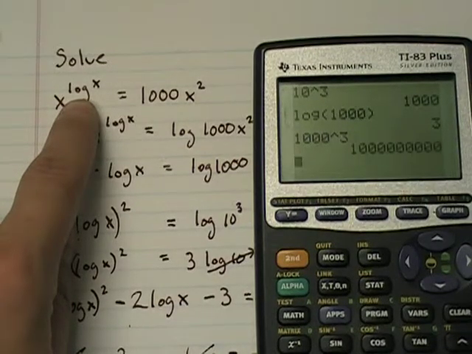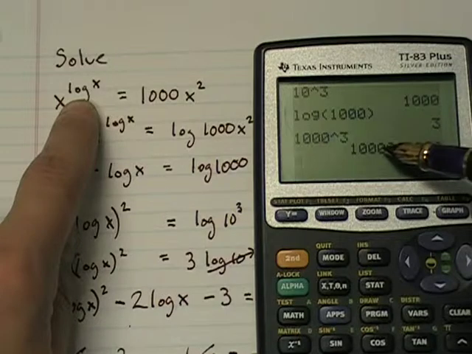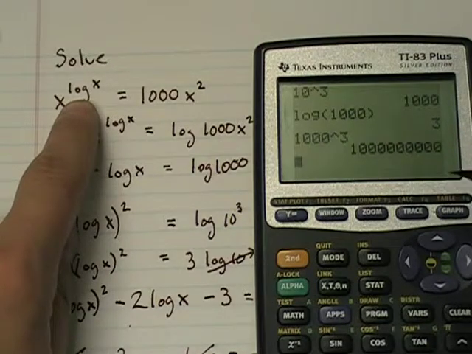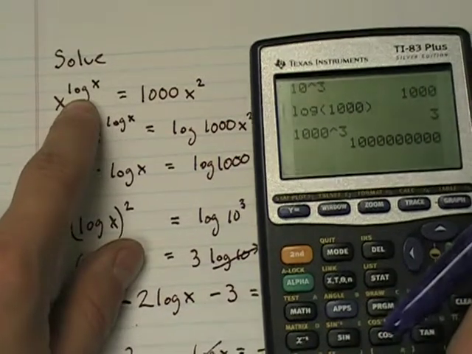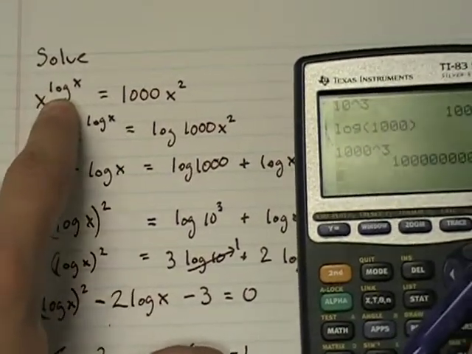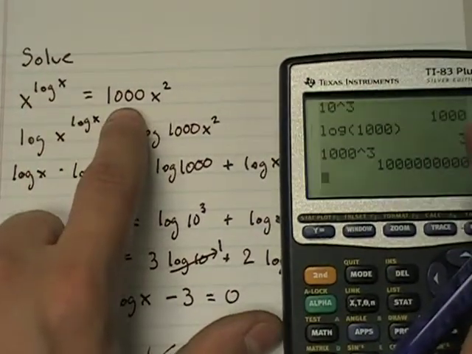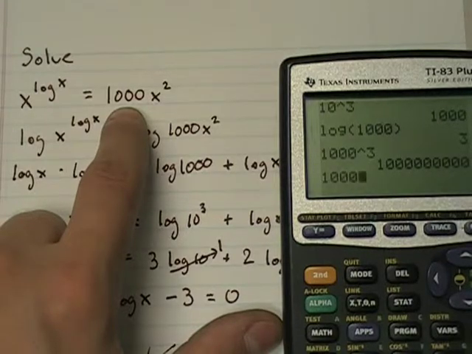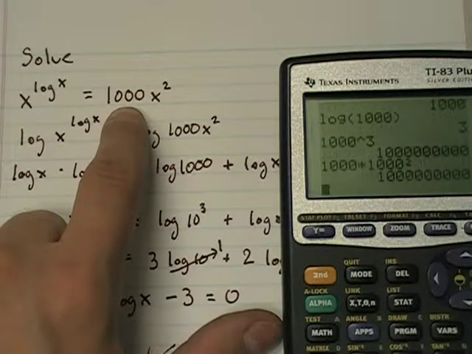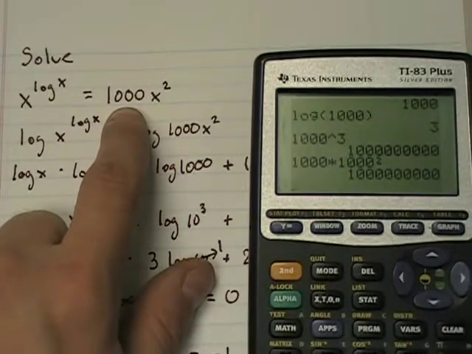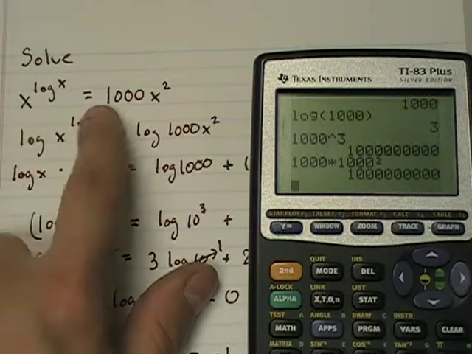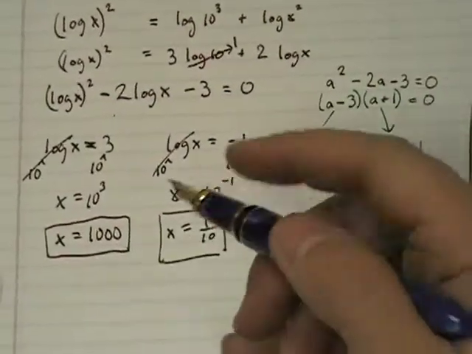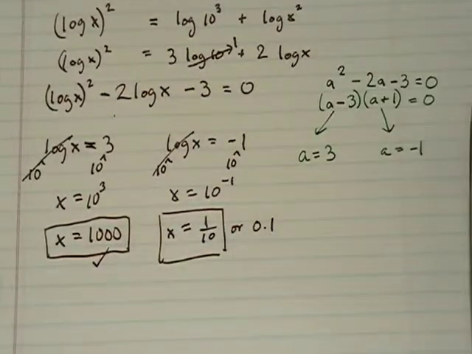So 1000 raised to the third power, and I get this humongous number, looks like 1, 2, 3, 4, 5, 6, 7, 8, 9 zeros. Okay, 9 zeros. That should be a billion. Okay, now look at this side. What do we have? We have 1,000 times 1,000 squared. What does that give me? Same answer. So the left-hand side and the right-hand side are equal. So I know this answer is correct.